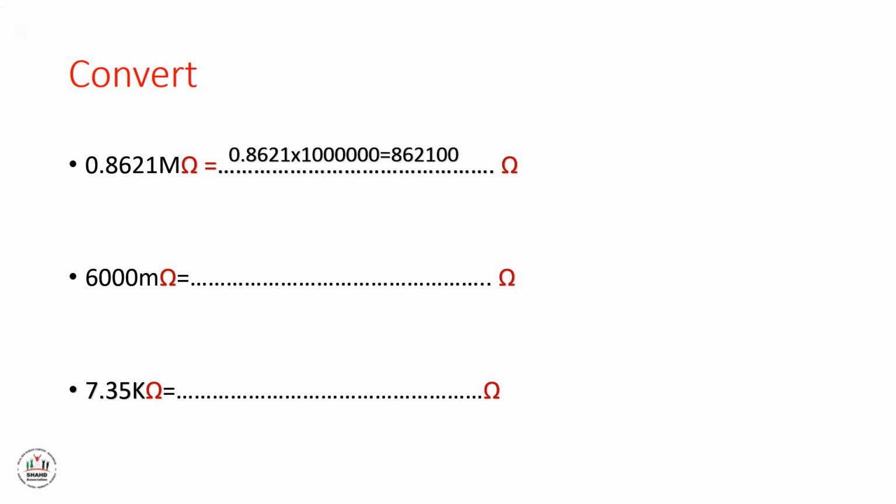So from milliohm into ohm, we have to divide by 1000. So 6000 divided by 1000 gives 6. The final one, we have to convert 7.35 kilo ohm into ohms. So from kilo ohms into ohms, we have to multiply by 1000. So 7.35 times 1000 gives 7350 ohms.